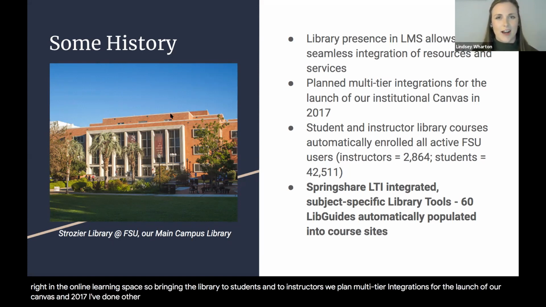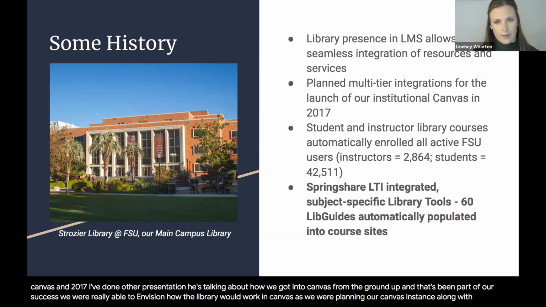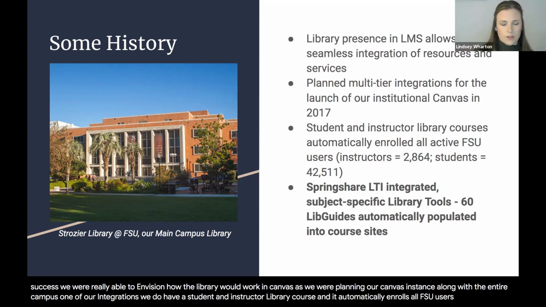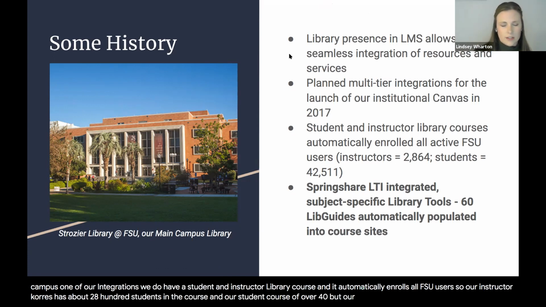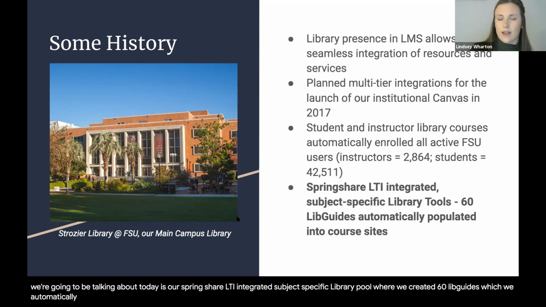I've done other presentations talking about how we got into Canvas from the ground up, and that's been part of our success. We were really able to envision how the library would work in Canvas as we were planning our Canvas instance along with the entire campus. One of our integrations is a student and instructor library course, and it automatically enrolls all FSU users. Our instructor course has about 2,800 students in the course, and our student course has over 42,000 students. But our most successful integration by far, and the one we're going to be talking about today, is our SpringShare LTI integrated subject-specific library tools, where we created 60 LibGuides, which we automatically populate into course sites based on course code.